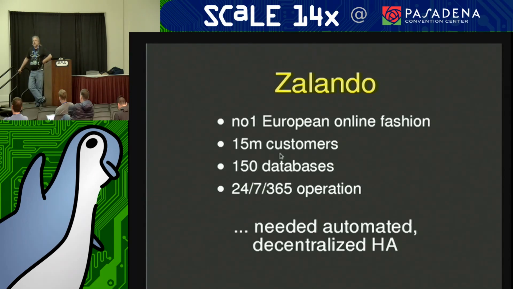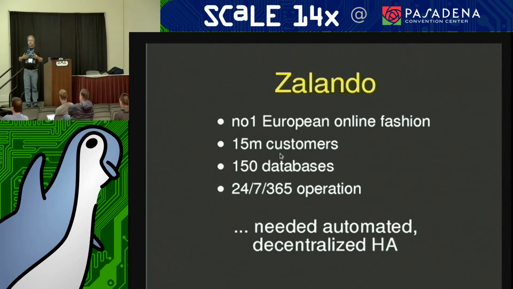So allowable downtimes are tiny. And for that reason, they needed automated, decentralized, high availability. They looked at HandyRep, but they felt it didn't fit their needs because, among other things, they needed to support much larger clusters. They needed to be a lot more autonomous and not dependent on the DBAs to configure them.